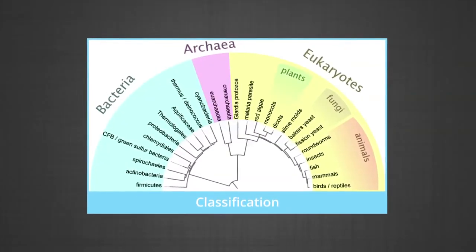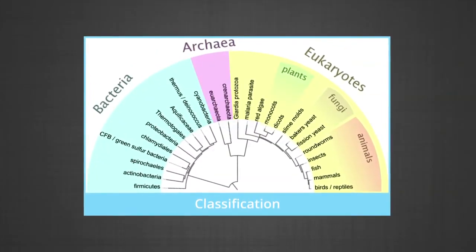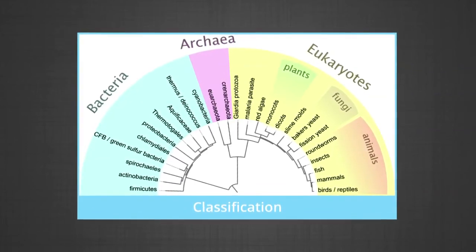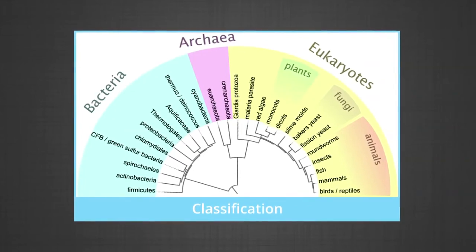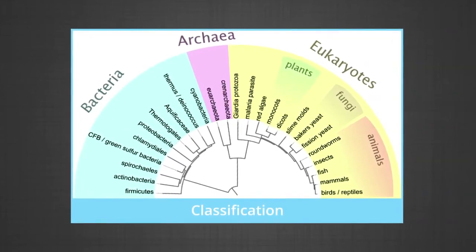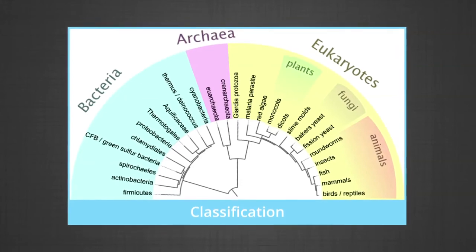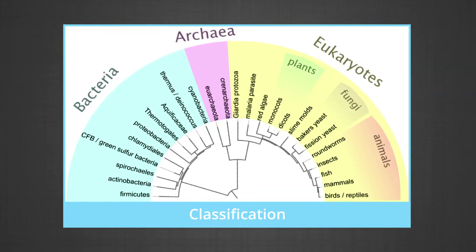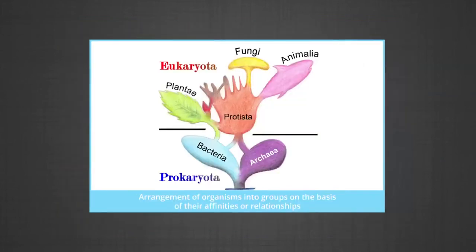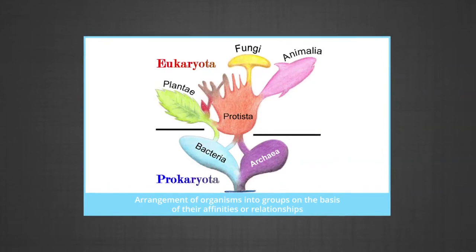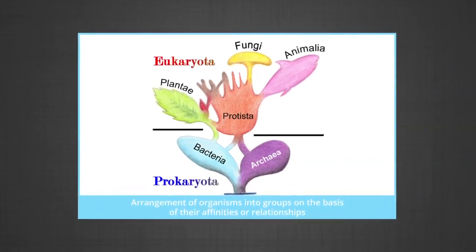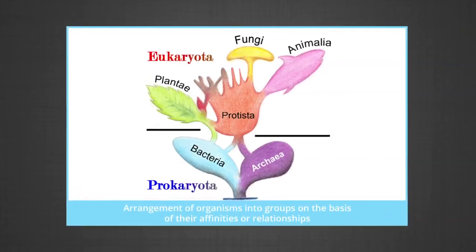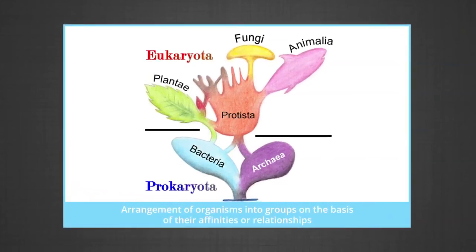Classification. In order to facilitate the study, a number of scientists have established procedures to assign a scientific name to each known organism. It is nearly impossible to study all living organisms, so it is necessary to devise some means to make this possible. This process is called classification. It is the process by which anything is grouped into convenient categories based on some easily observable characters. It is the arrangement of organisms into groups on the basis of their affinities or relationships.